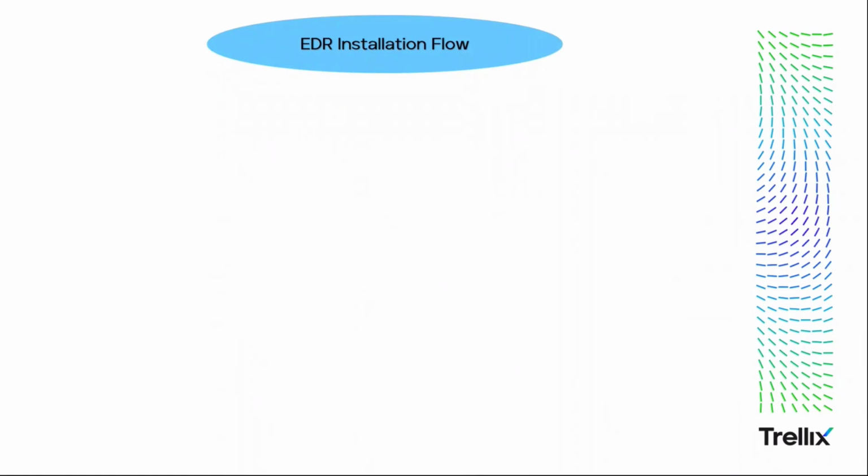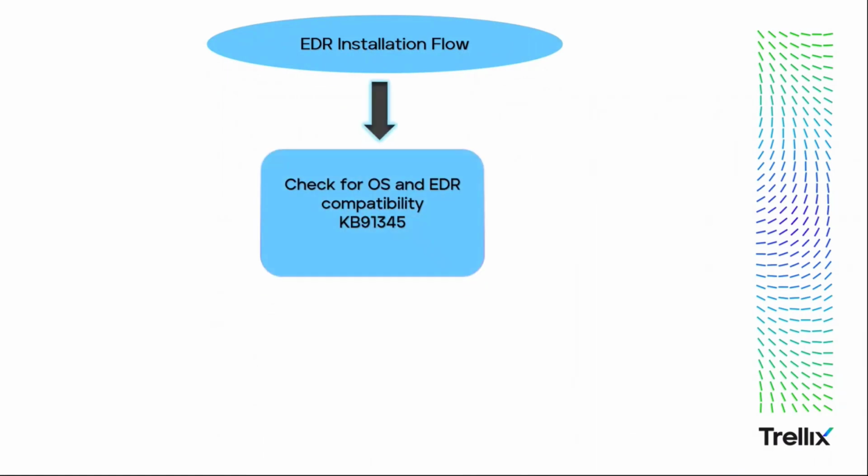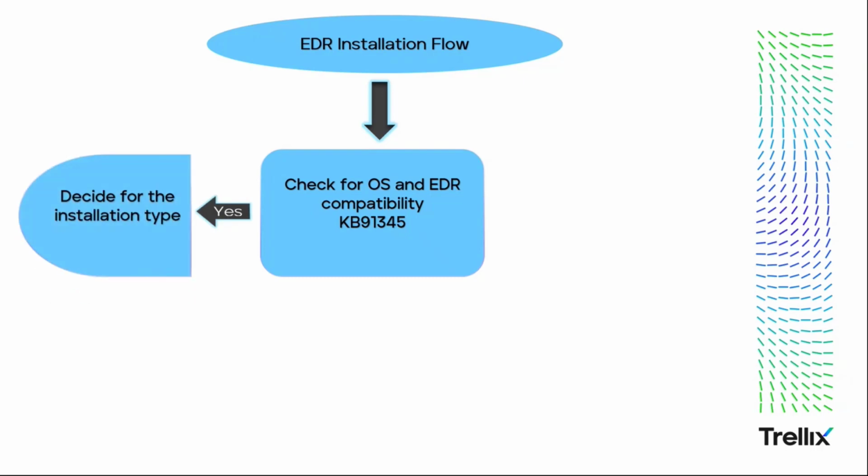Moving on to the installation flow of the EDR, the first step would be to check for the compatibility of the operating system with the EDR client. Once you confirm that the operating system is compatible with the EDR client, next you would be deciding on the type of installation that we use to install the EDR client to the machines.